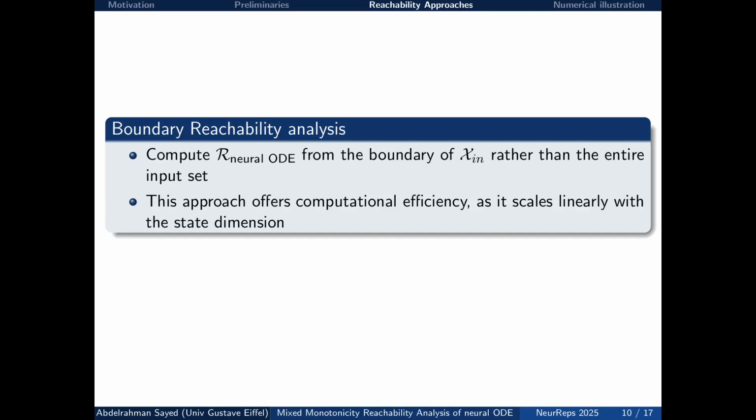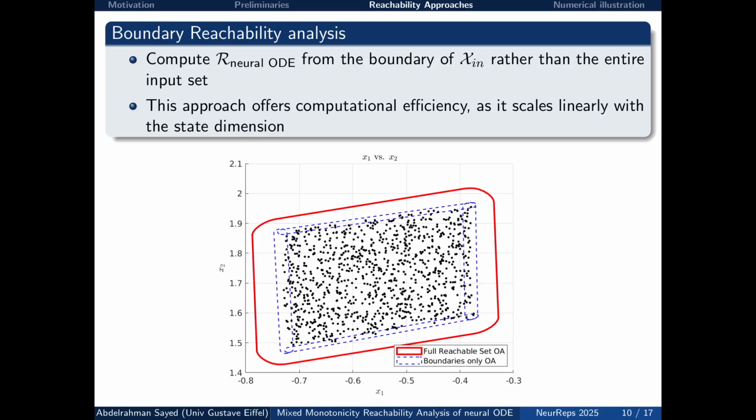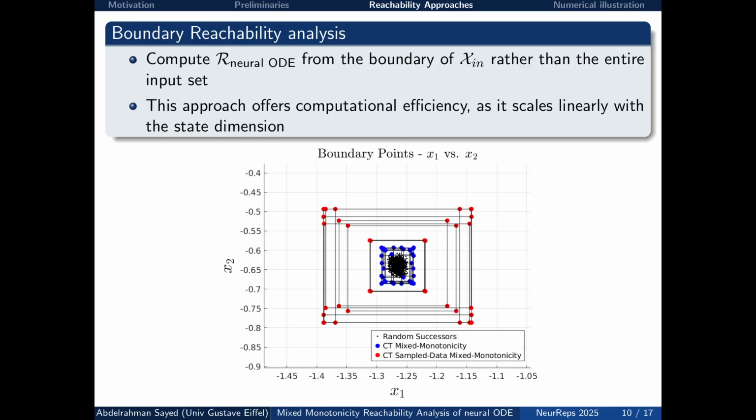And finally, for the boundary approach, we take advantage of the homeomorphism property of Neural ODE to compute the reachability over boundaries only. So for the spiral 2D system, we are computing only over 4 boundaries, resulting in the blue zonotope here. And similarly, for the FPA system, we will compute over 10 boundaries as the FPA is 5-dimensional. This approach offers computational efficiency for both low and high dimensional systems, as it scales linearly with the state dimension.